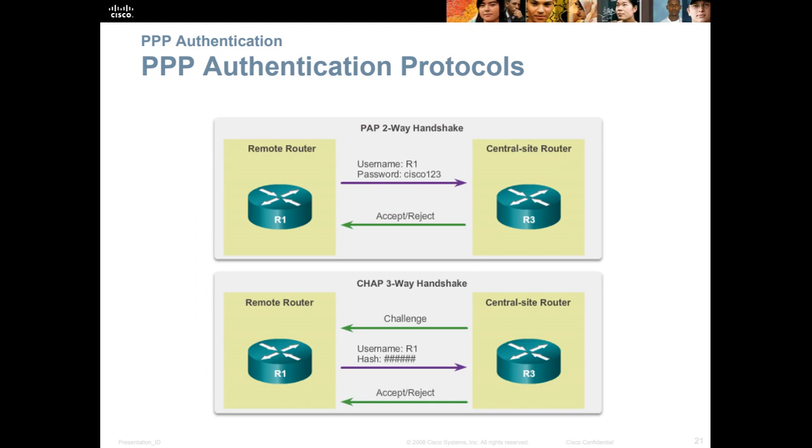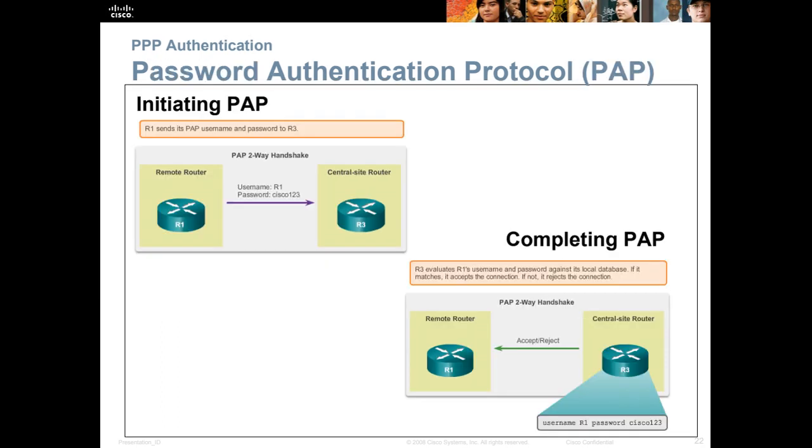CHAP uses three-way handshake. And the central router, the headquarter, will send the challenge. Not the user, not the end user, not the remote. That's why it's more secure. And the remote router will send a hash, not a text password. And that's it, accept or reject. So CHAP is more secure than PAP, right? Yes, of course. We mentioned it. Remember? Okay. Any other questions? No.